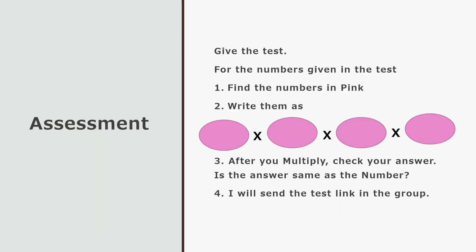Finally, to check your understanding, you will give a test. For the numbers given in the test, this is what you will do. You will write down the numbers in your notebook and you will draw the number tree. Then you will find the numbers in pink. These are the numbers which are the smallest and you cannot divide them anymore. In the answer, you will write down the numbers as the number, then multiplied by the second number, multiplied by the third number, and so on.